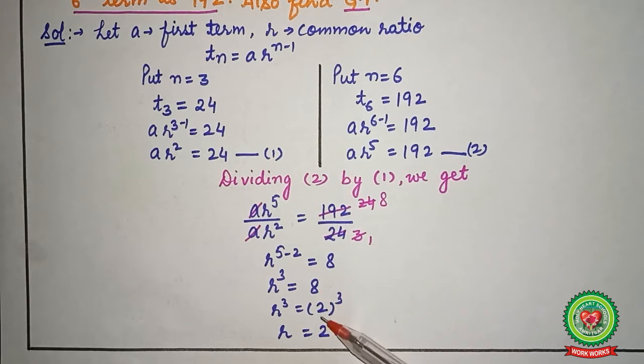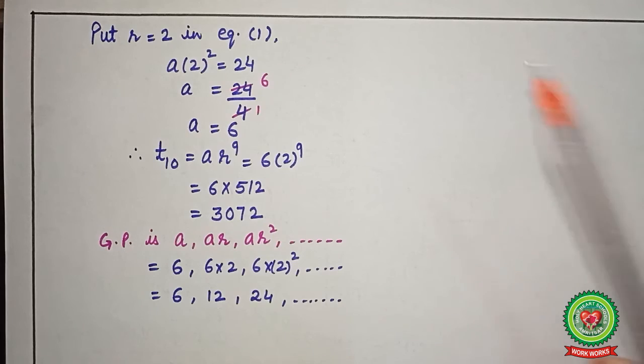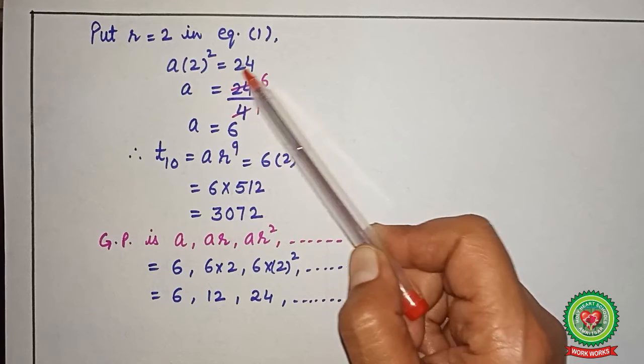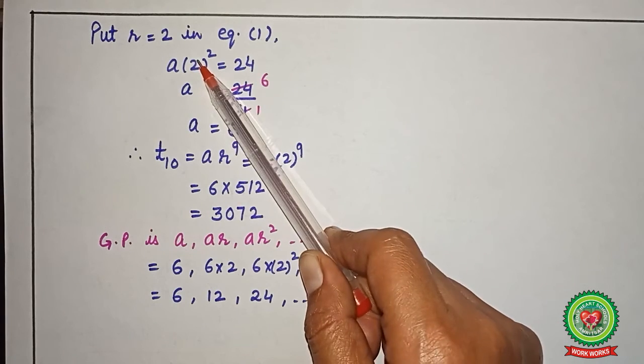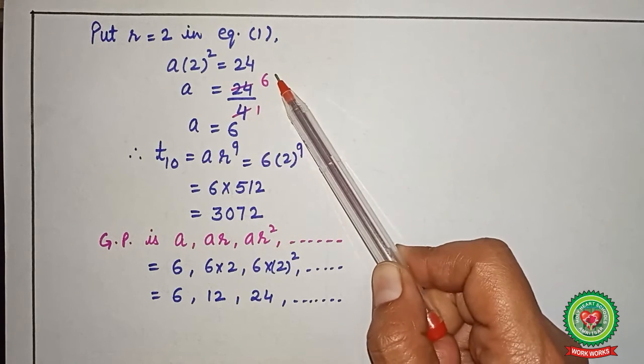Now 8 can be written as 2 raised to power 3, 2 multiplied 3 times. Now we have two terms equal with the same powers, so their bases must be equal. From here we will get the value of R, that is 2. Now put the value of R in any one of the equations to get the value of A. Put R is equal to 2 in equation 1. We get A into 2 square is equal to 24. Here 2 square shifted to the right hand side will be divided. 24 divided by 4, so A is 6.